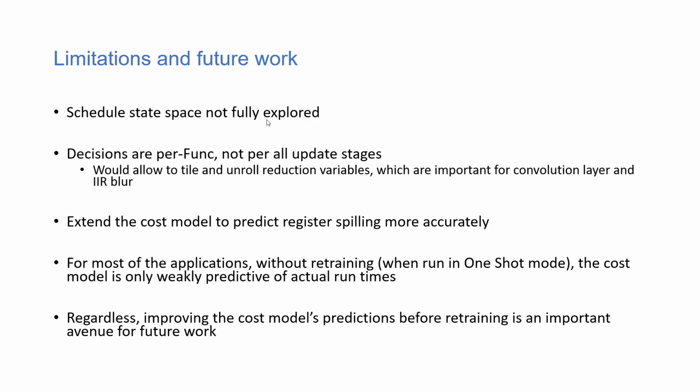The state space is not fully explored, of course. That's how you reduce compilation time. And also the decisions are per Func, not including the update stages. And not supporting updates is a blocker for being able to work with reduction variables, tiling and rolling them, which is what helped the manual schedules to optimize the convolution layers and IIR blur. They need to extend the cost model to predict register spilling more accurately. And also the retraining was an issue, especially in the one-shot mode.